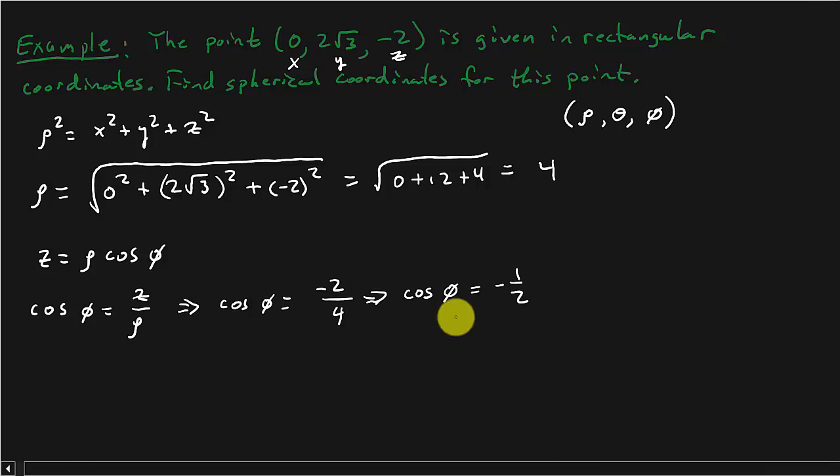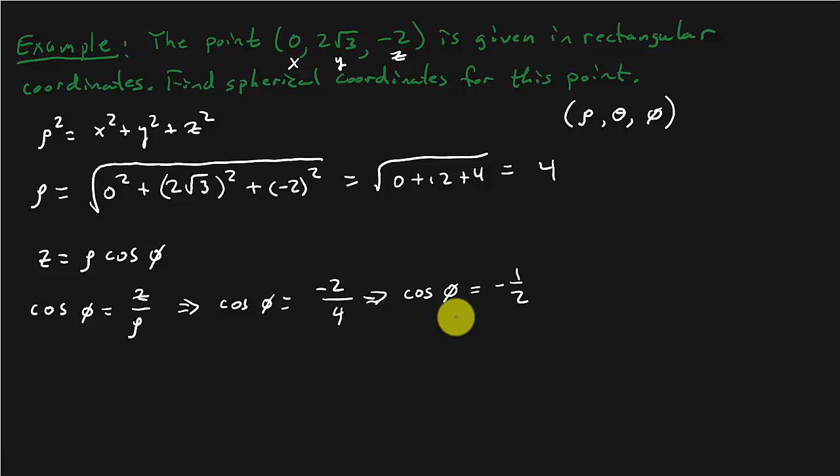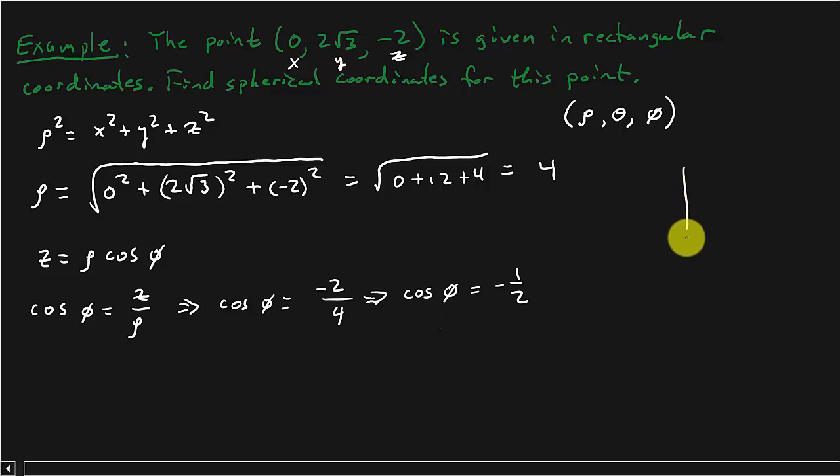Is phi a first quadrant or second quadrant angle? Well, it's second, because cosine is positive in the first and negative in the second. If you look at this, here's your first quadrant, here's your second quadrant, and we know this is phi right here. So we need our reference angle. We'll call that phi prime to represent the reference angle.